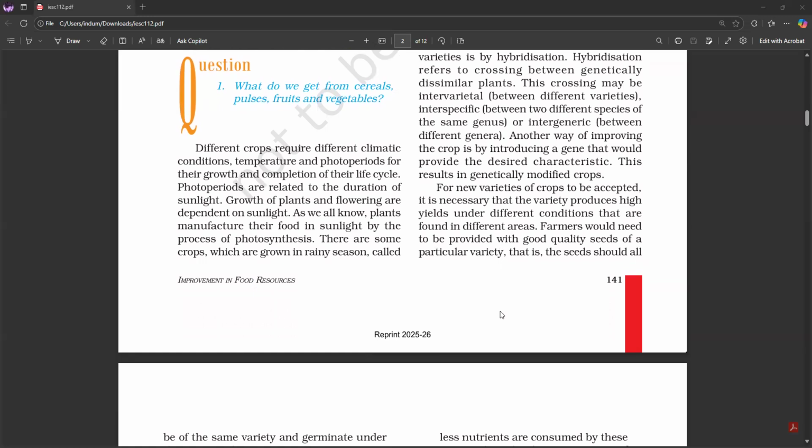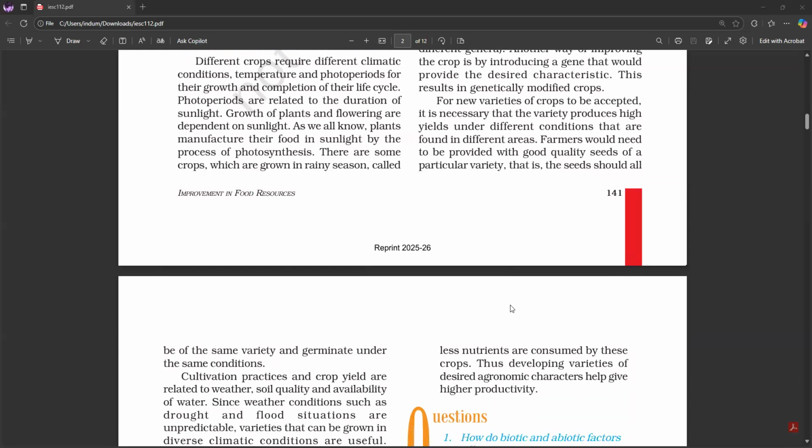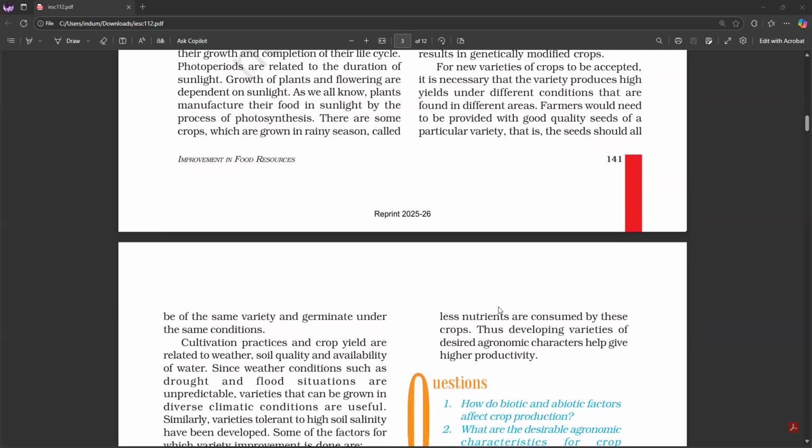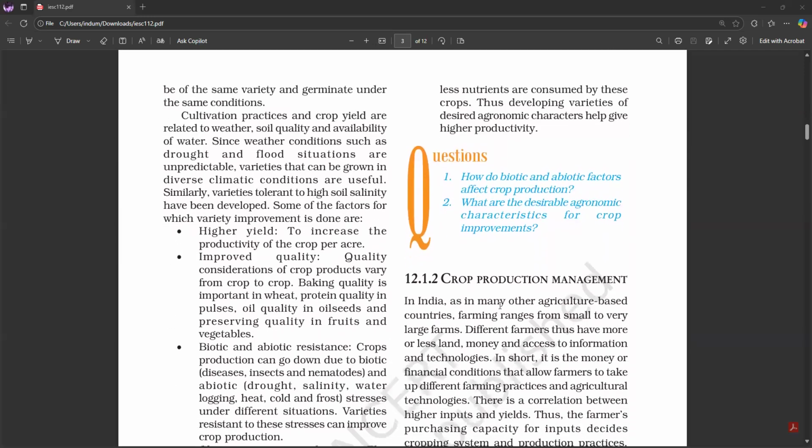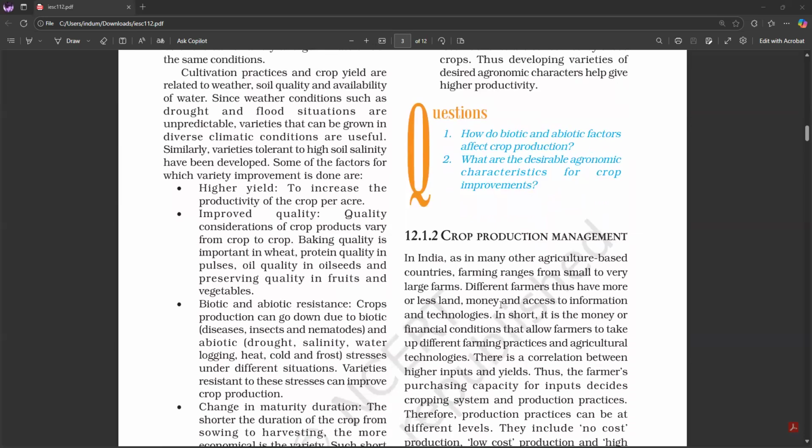For new varieties of crops to be accepted, it is necessary that the variety produces high yields under different conditions that are found in different areas. Farmers would need to be provided with good quality seeds of a particular variety. That is, the seeds should all be of the same variety and germinate under the same conditions.